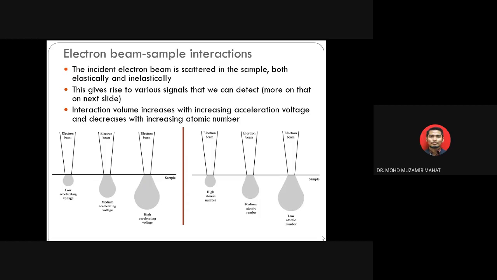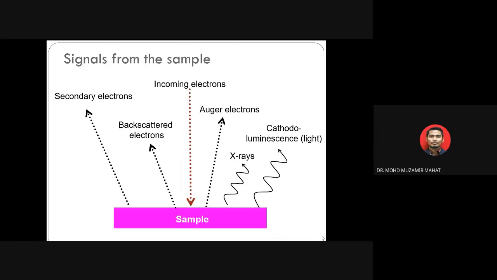Interaction volume increases with increasing acceleration voltage and decreases with increasing atomic number. This can be seen if you have a high atomic number, medium atomic number or lower atomic number. That will actually affect the interaction. If you have a low accelerating voltage or medium accelerating voltage, they will produce different responses. These slides show the signals from the sample. You have the incoming electrons, Auger electrons, backscattered electrons, secondary electrons, X-ray, and cathodoluminescence, which is the light. So those are the signals produced after we hit the sample with the electrons.